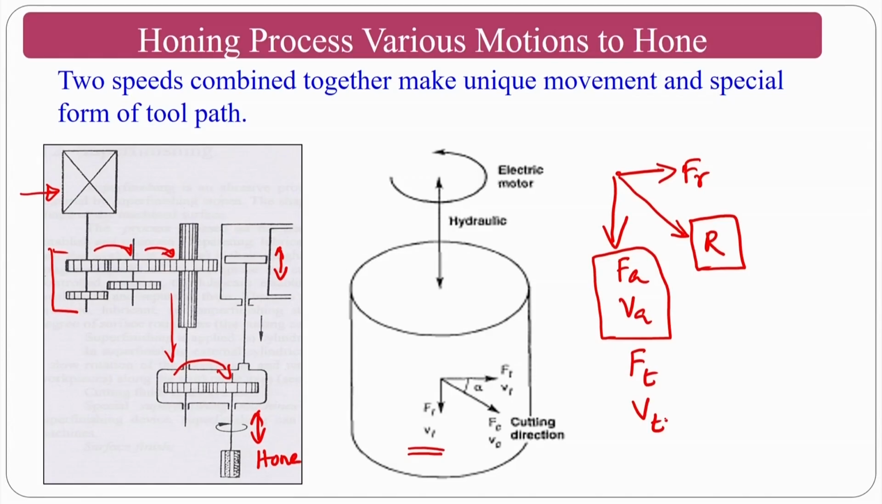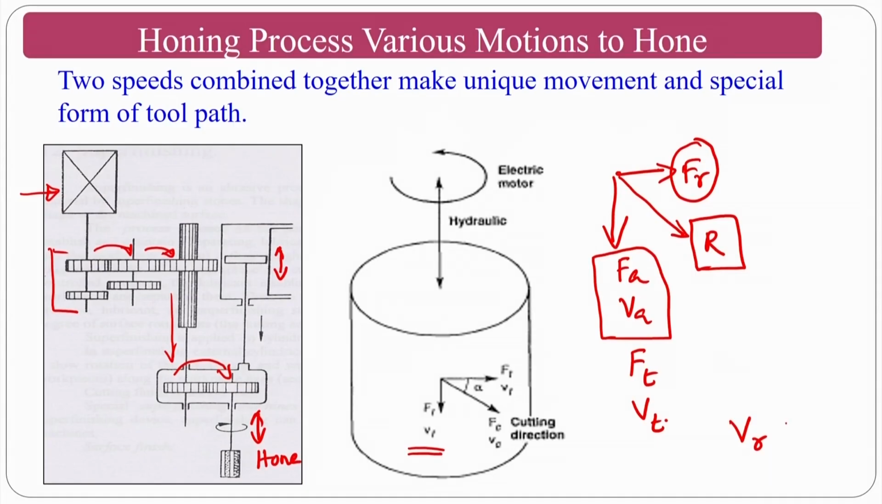Normally people call it radial, because it is abrading against the wall, so it always has a radial effect. That is why it is called radial force, and the velocity at which it is indenting inside the workpiece is very small compared to your axial velocity. So your radial velocity is much less than your axial or tangential velocity. For that purpose, your radial velocity is neglected.